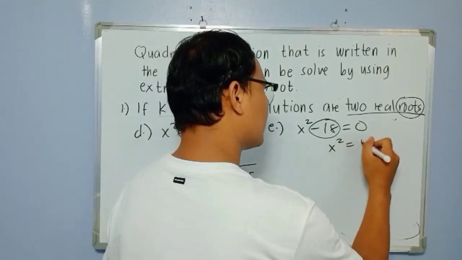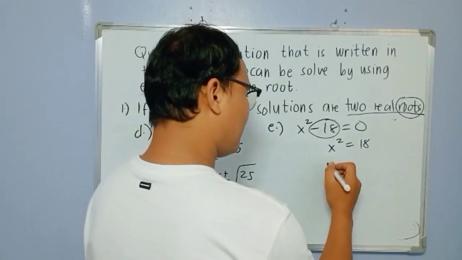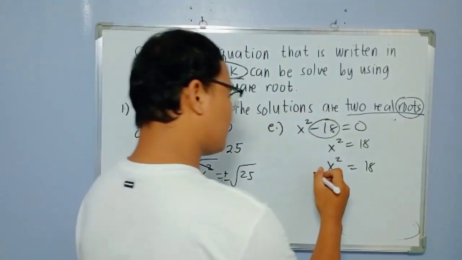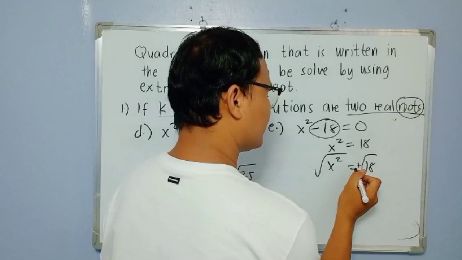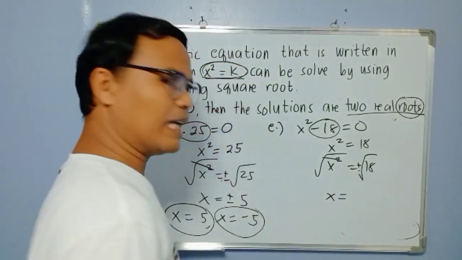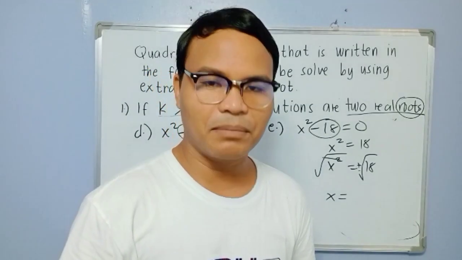x squared equals 18. Okay? Then apply subtracting square root both sides. Positive, negative. Cancel. Square root of 18. 18 is not a perfect square number.